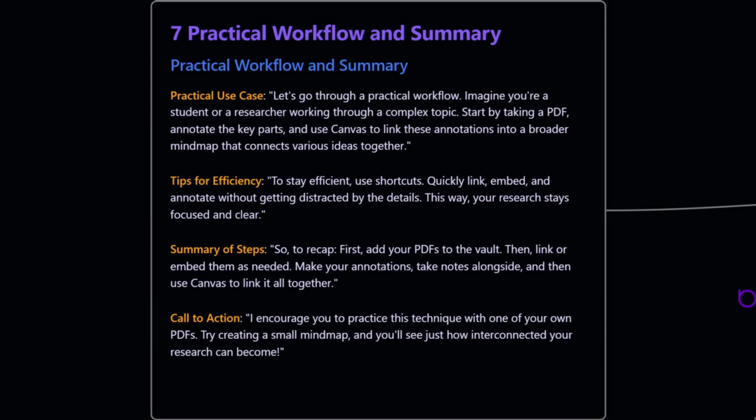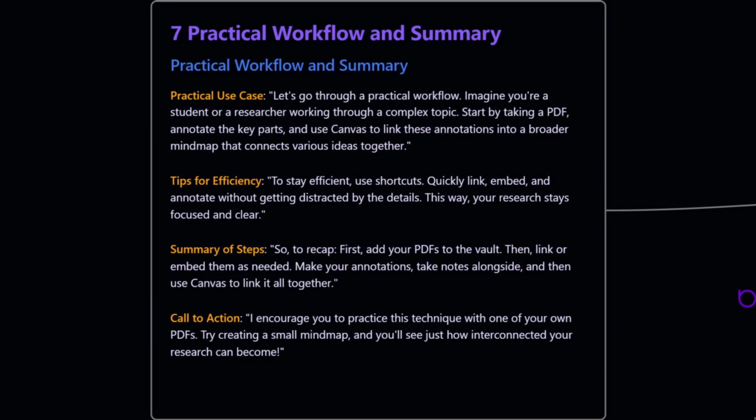Let's go through a practical workflow. Imagine you're a student or a researcher working through a complex topic. Start by taking a PDF, annotate the key parts, and use Canvas to link these annotations into broader mind maps that connect various ideas together. To stay efficient, use shortcuts. Quickly link, embed, and annotate without getting distracted by the details. This way, your research stays focused and clear.